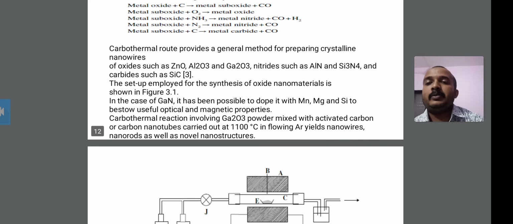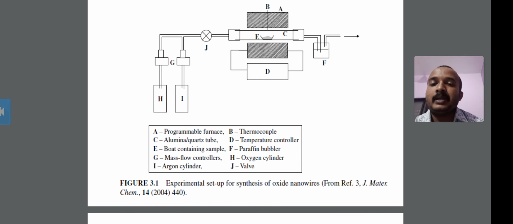This is all about the introduction to carbothermal reactions, and this is the setup for the synthesis of oxide nanowires, denoted in parts A to J. A is the programmable furnace, B the thermocouple, C the alumina quartz tube, D the temperature controller, E the boat containing the sample, F the paraffin bubbler, G the mass flow controller, H an oxygen cylinder, I an argon cylinder, and J the valve. This is the experimental setup for the synthesis of oxide nanowires.